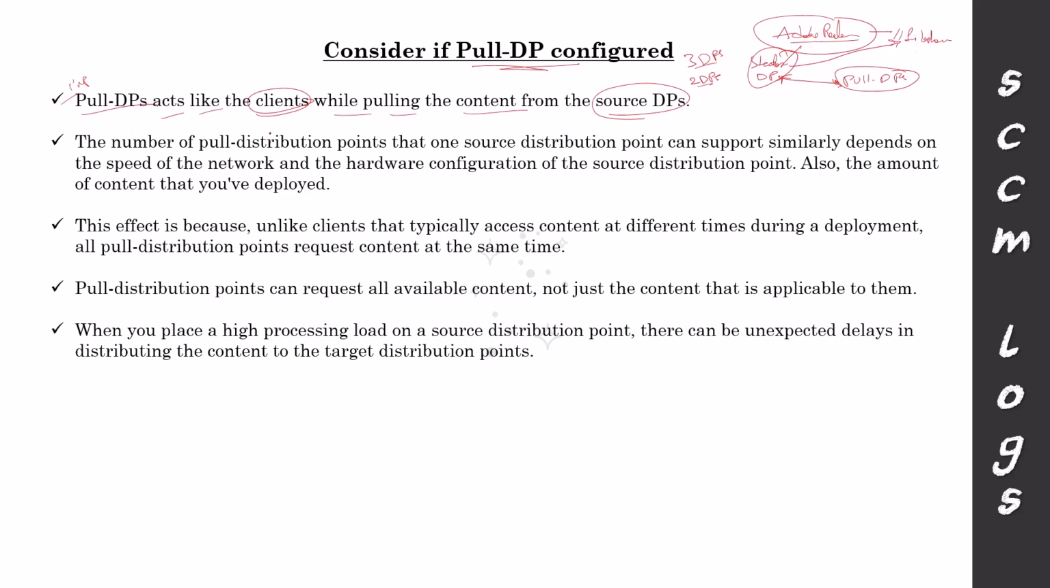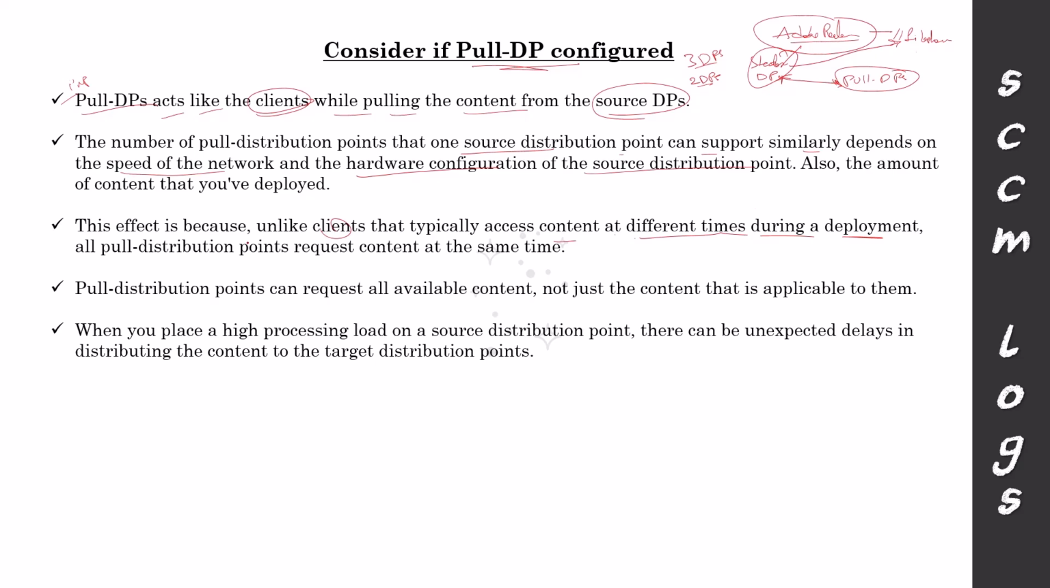The number of full DPs that one source DP can support depends on the speed of the network and the hardware configuration of the source DP, and also the amount of content you have to apply. The next thing we need to consider is that when you deploy any content or package to the clients, the clients will take the content at different timings during a deployment. Whenever a client is online, only then will it take the content from the DP, correct?